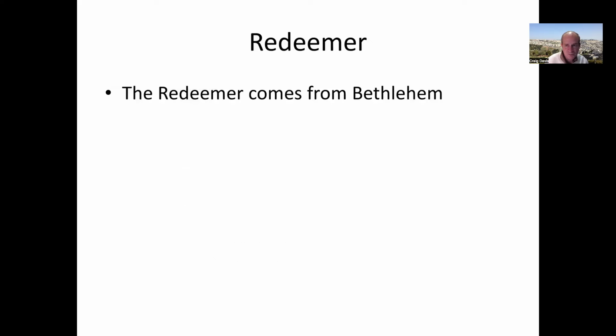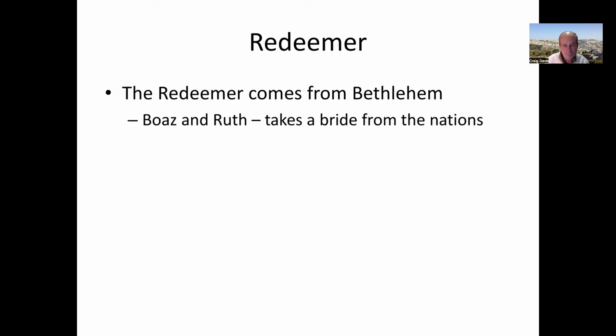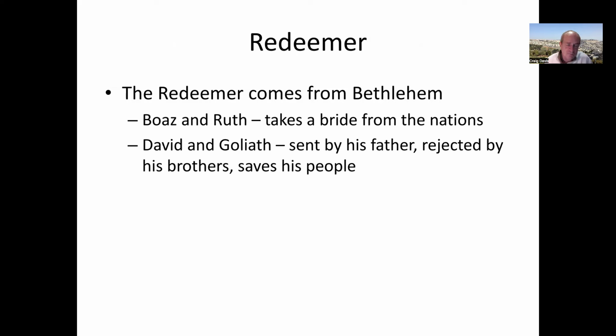Or how about the Redeemer? The Redeemer comes from Bethlehem. Boaz and Ruth. Boaz is the first big example in the Bible we have of the kinsman redeemer. Ruth is the individual who needs to be redeemed. Boaz comes from Bethlehem. He takes a bride from the nations, not from Israel, the nations. The Redeemer comes from Bethlehem.